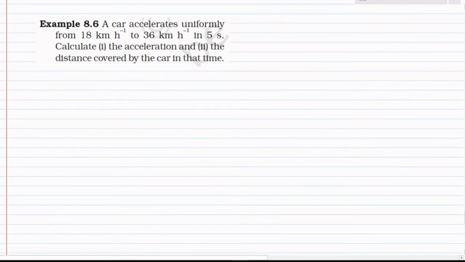That is example 8.6. A car accelerates uniformly from 18 kilometers per hour to 36 kilometers per hour in some time, that is 5 seconds. Calculate the acceleration and the distance covered by the car in that time. Okay, let us see what we have over here. Uniformly from 18 kilometers per hour. So u equals 18 km per hour. Again, we can use the small trick, that is 18 into 5 by 18. We get 5 meters per second.